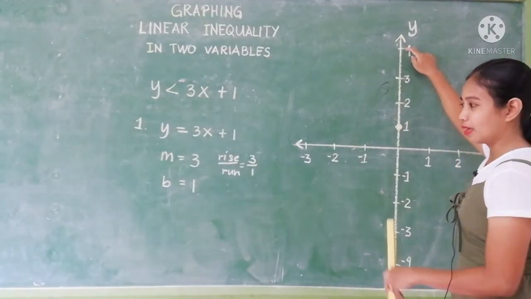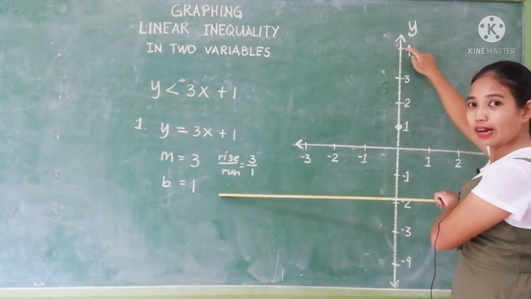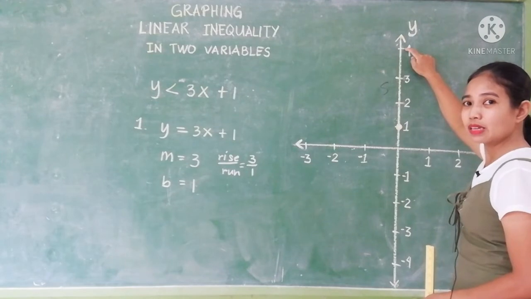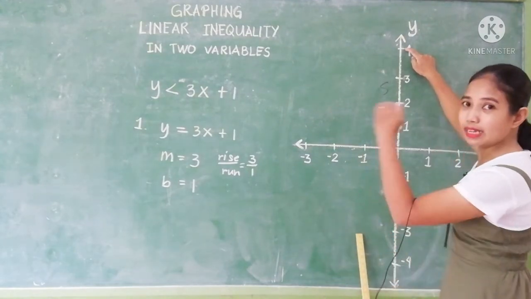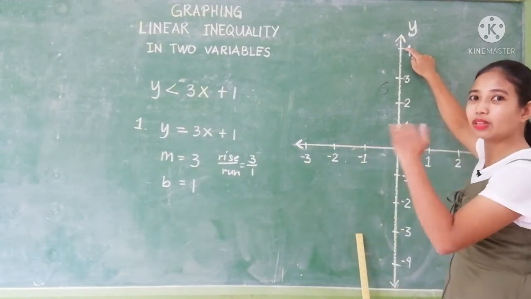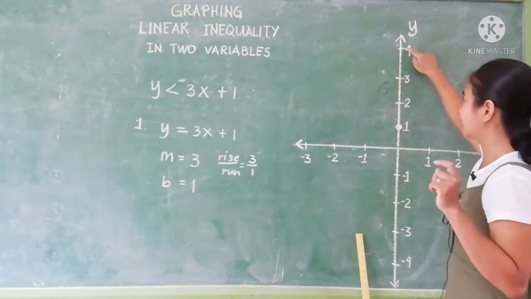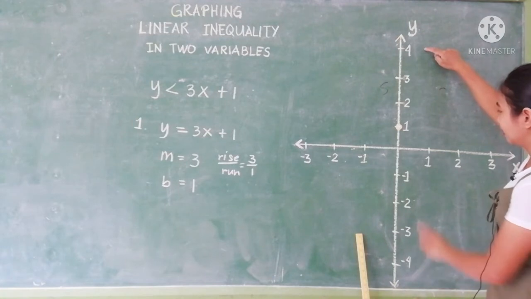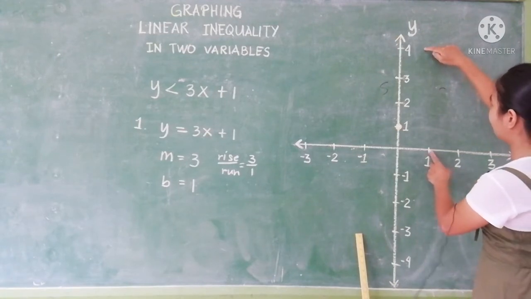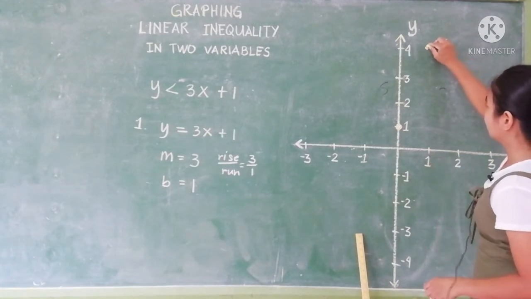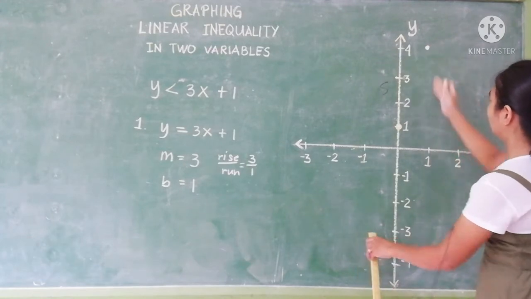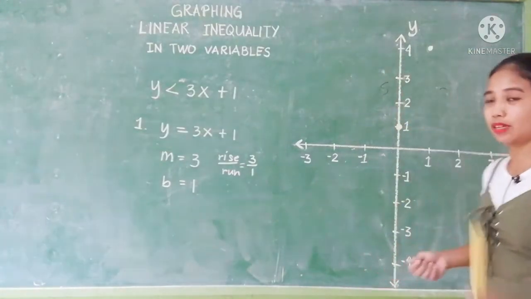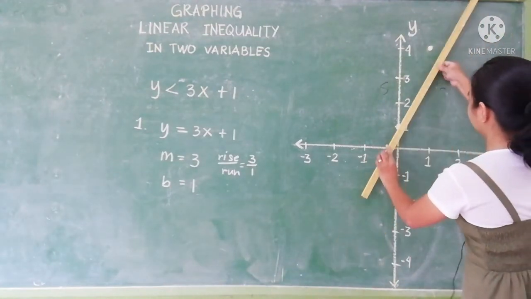Okay? At information of the run is equal to 1. So, after we rise 3 times, we will move horizontally. Okay, so tatakbo siya horizontally ng isang beses. So, from here, we will count 1. Okay? So, ibig sabihin, the point will be in 1, 4. Remember, 2 points determine the line, so we'll connect the 2 points.